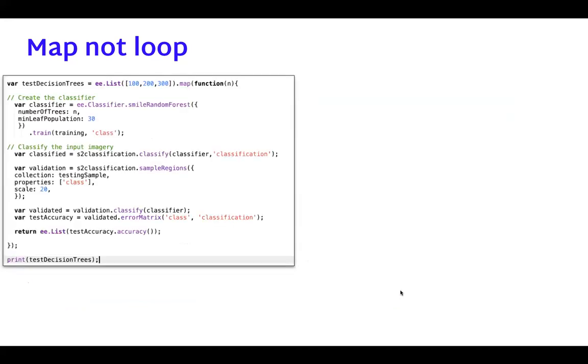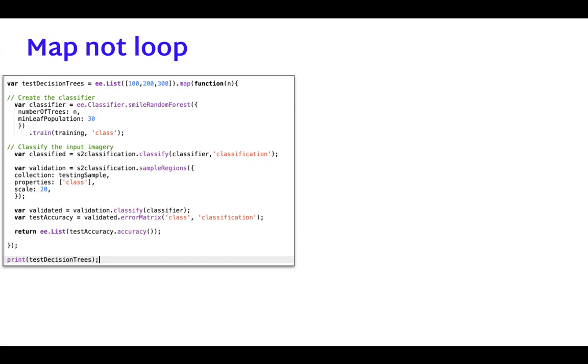Now, another example is you may want to run random forest classification with a different number of decision trees. You want to see which one is the optimal number of decision trees, or whether there would be any difference if it goes over a certain number. So in this case, let's say you wanted to try decision trees 100, 200, and 300.